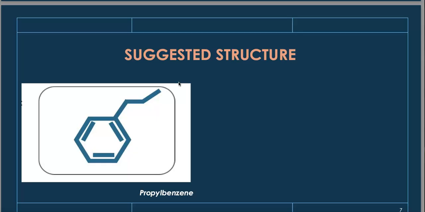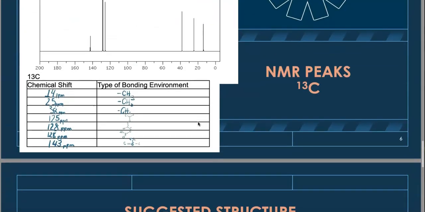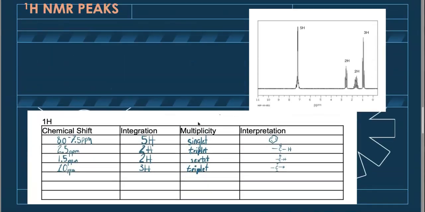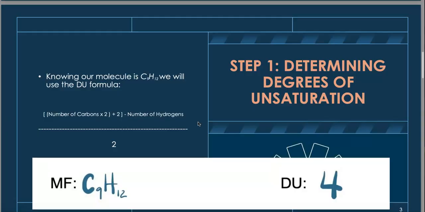My suggested structure for this project is propylbenzene. I believe it is a 6 double bonded carbon ring, benzene, with a 3 carbon substituent group, due to the peaks seen in the spectra provided.